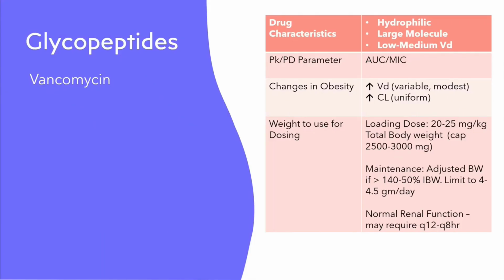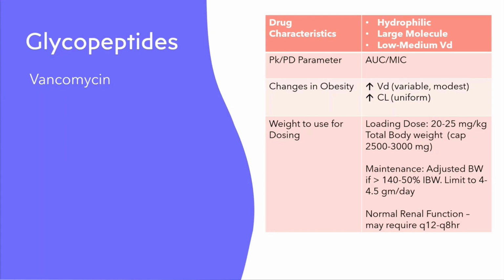So moving then into probably the most common weight-based antibiotic that we use. So we have vancomycin, also a hydrophilic antimicrobial with a low to medium volume of distribution. I think some of that is limited by the fact of how large this molecule is. And the clearance, again, is roughly proportional to GFR.